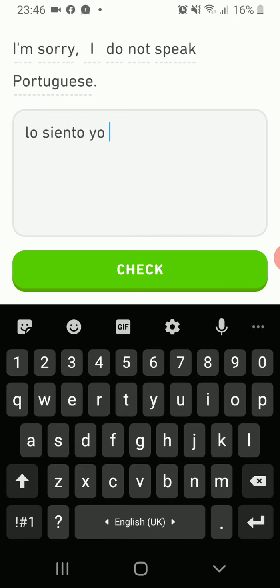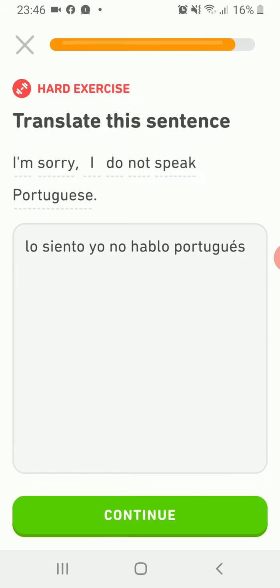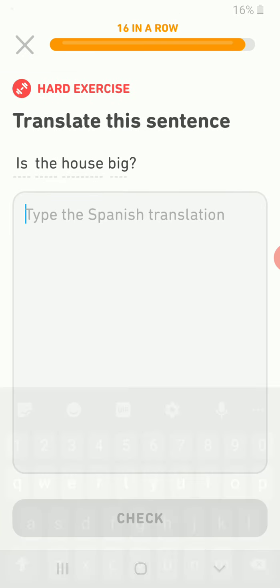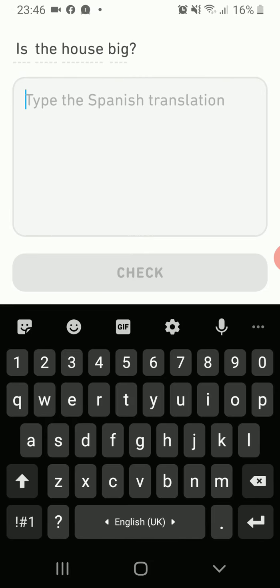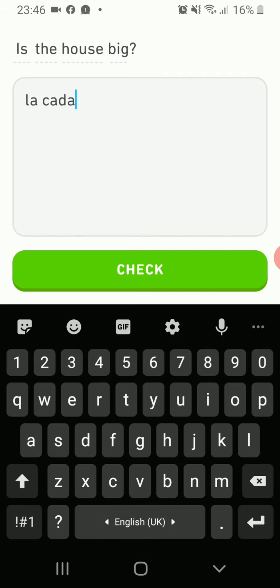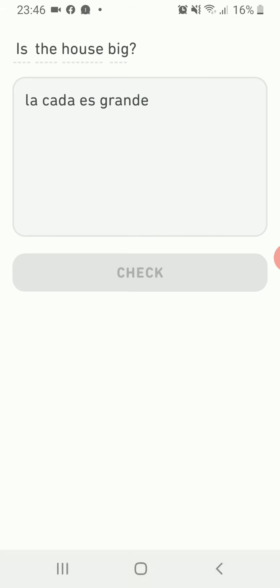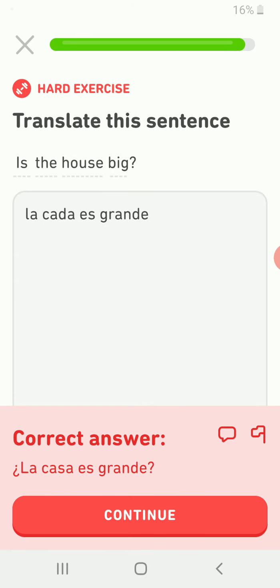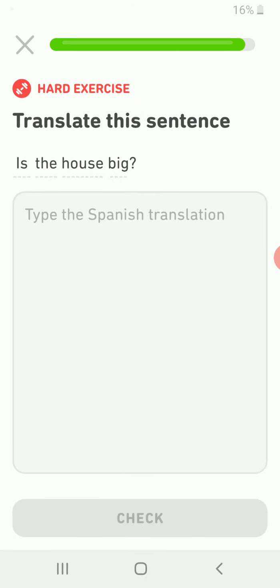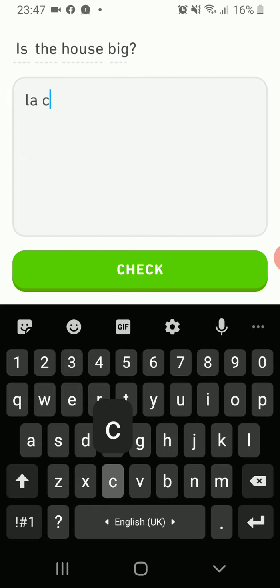Yo no hablo portugués. And is the house big? La casa es grande. Oh, I wrote la casa, but that's really what I wanted to ask.